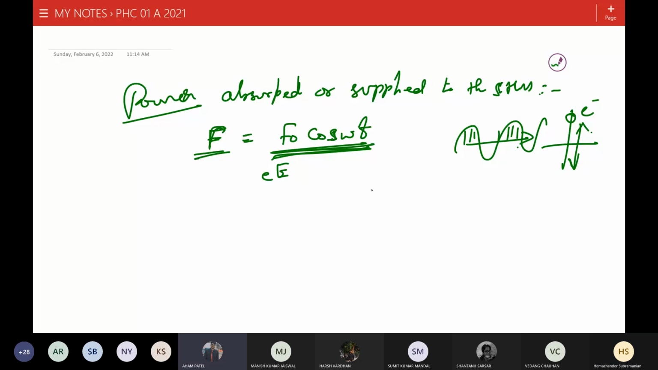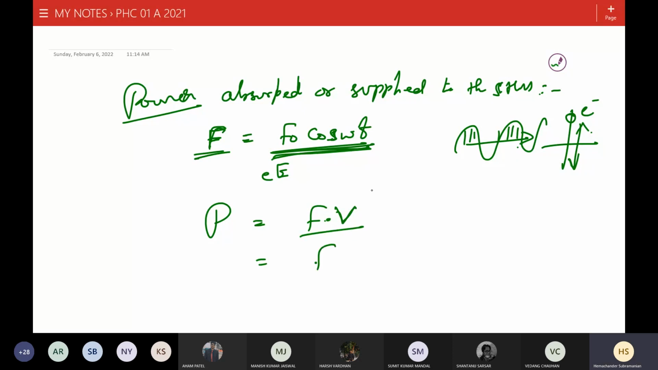Force times velocity. So average power is... for now, it is instantaneous power. We will go for average power, averaged over a cycle, immediately, but for now it is instantaneous. So it's force times velocity.